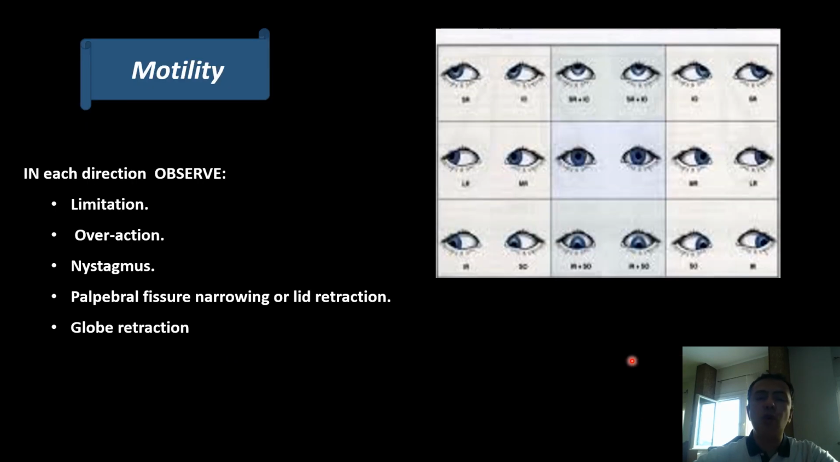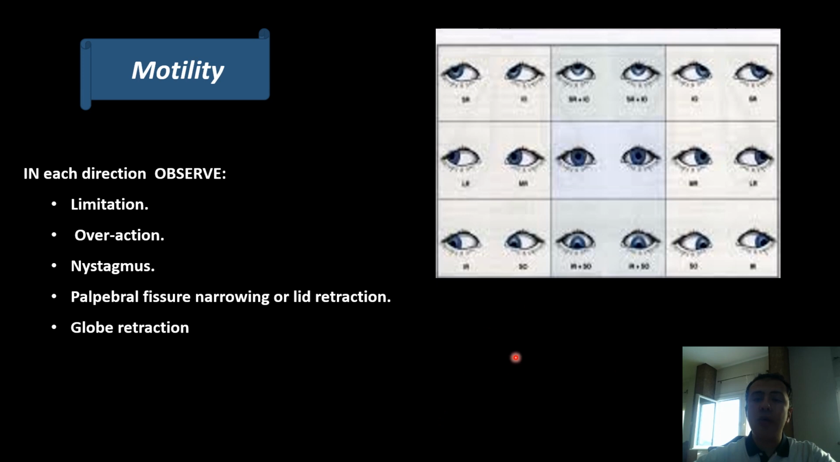After searching for ocular balance by the Hirschberg corneal light reflex test, cover test, and uncover test, we have to search for motility defects. We ask the child to look straight ahead if he's cooperative, and we can see the alignment or balance between both eyes. Then we ask him again to look in the other different 8 directions of gaze, like up, down, up right, up left, down right, down left, and straight left, straight right.